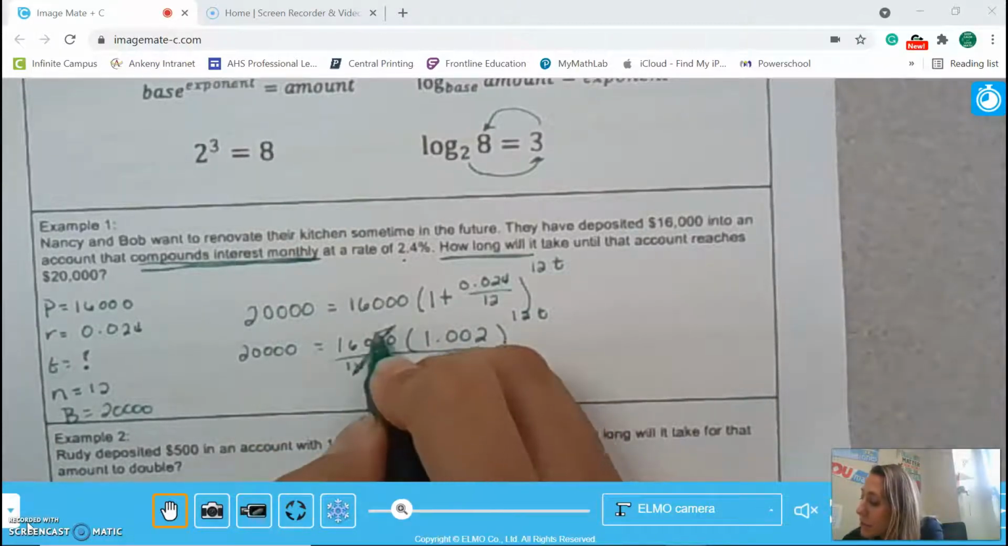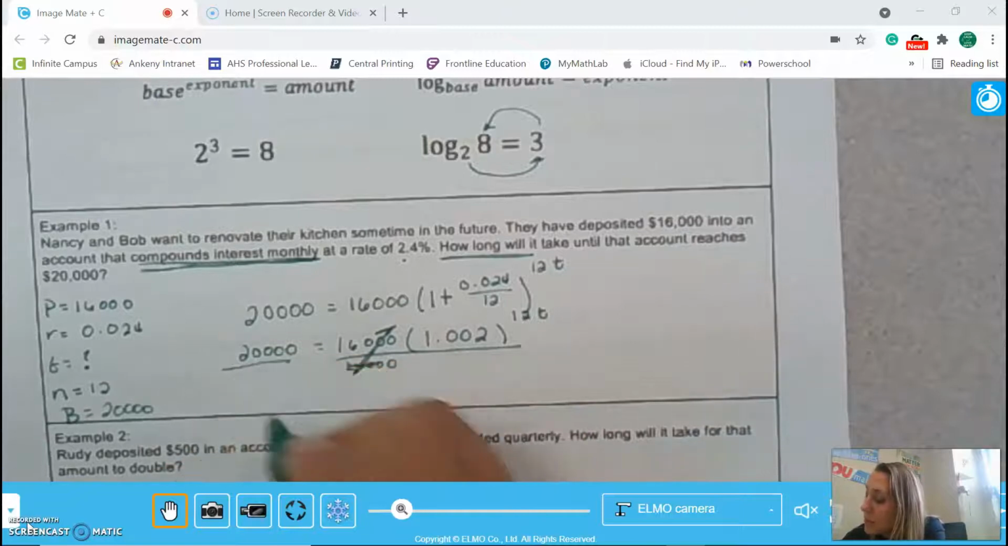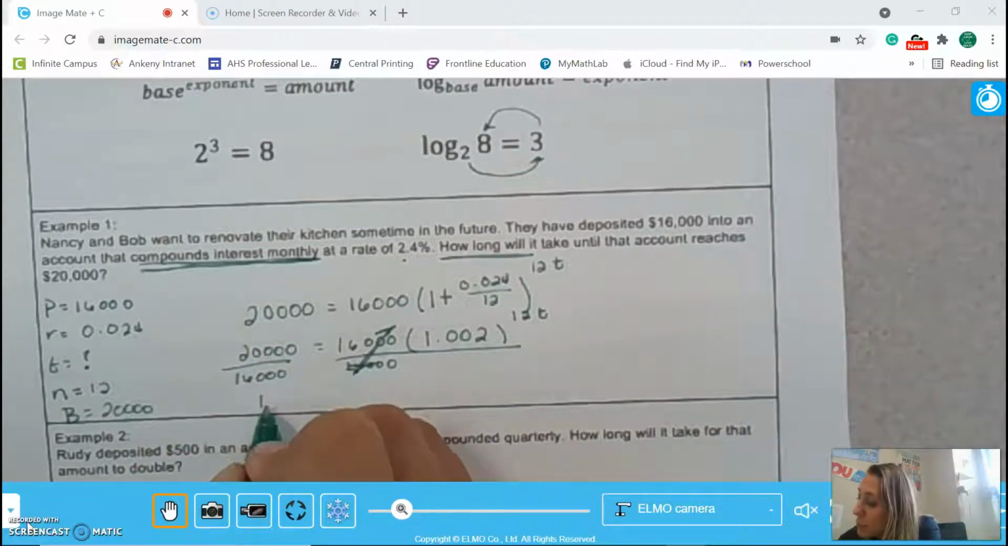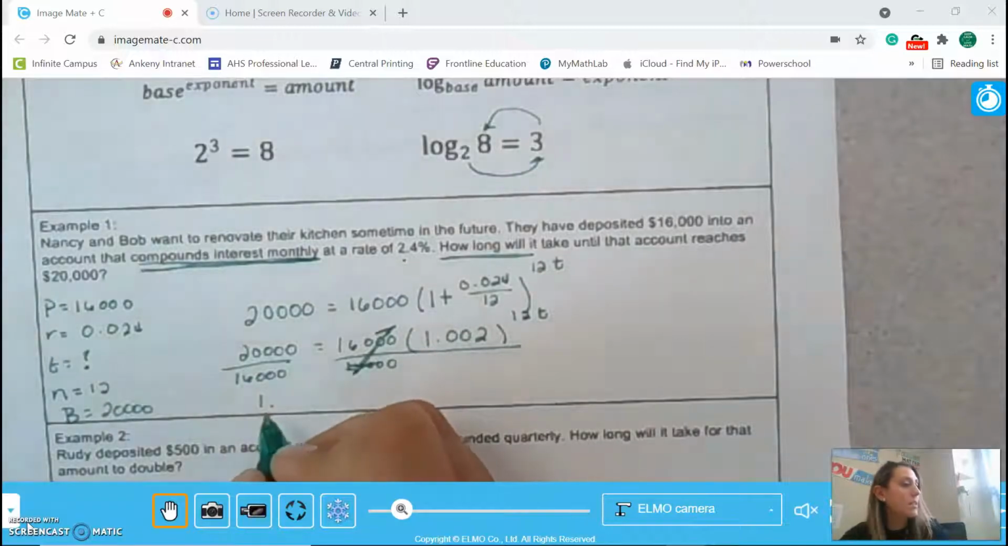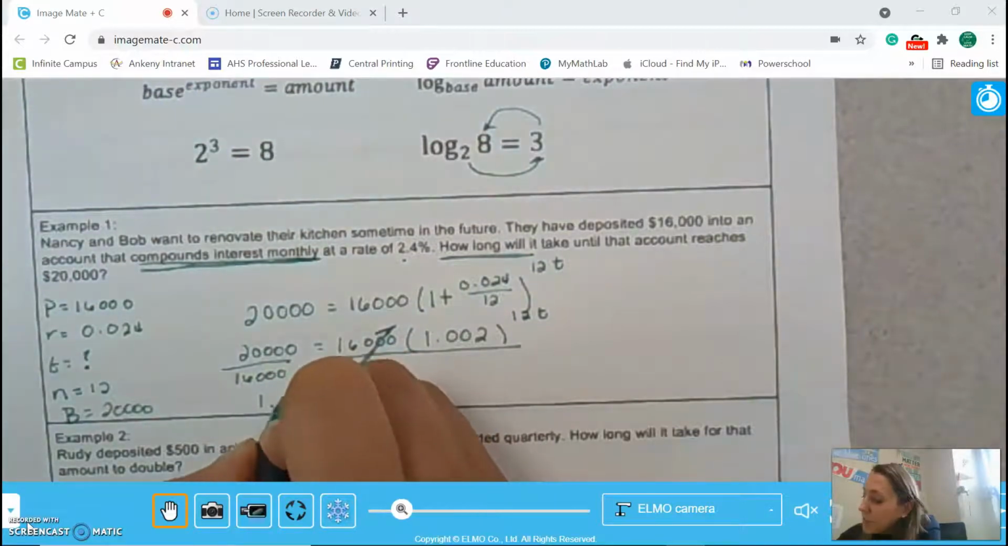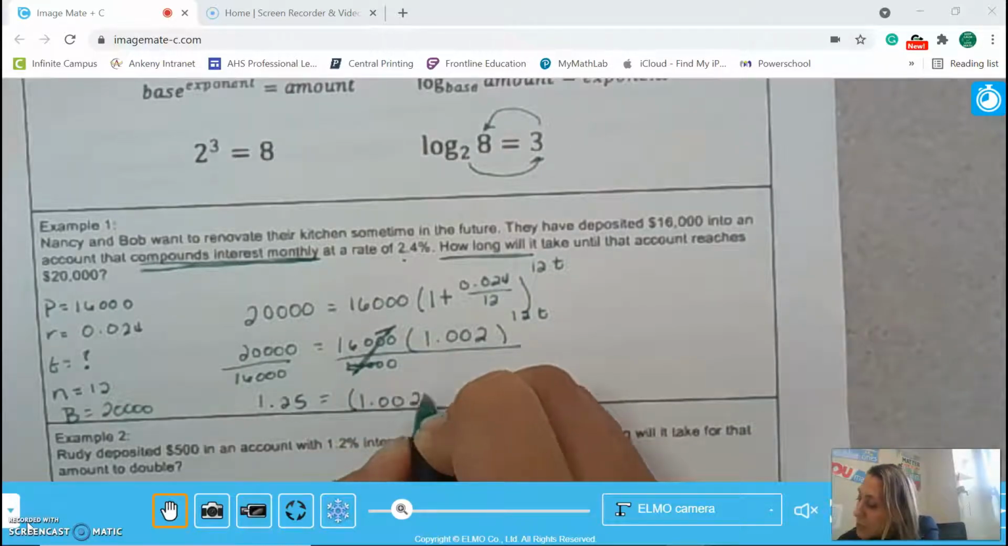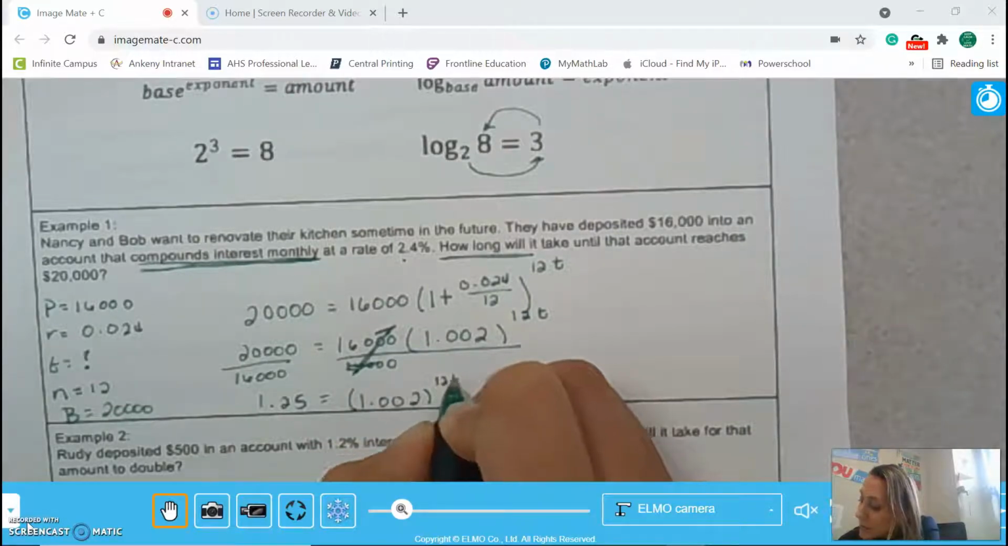This turns into a 1. But if we do that over here, we're going to end up with 1.25 is equal to 1.002, still raised to the 12t.